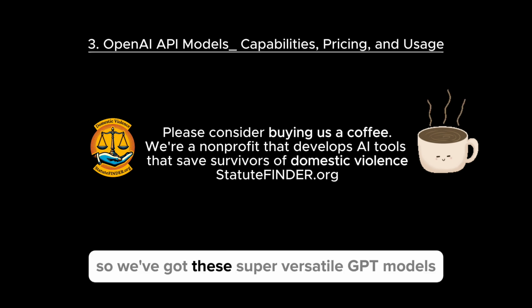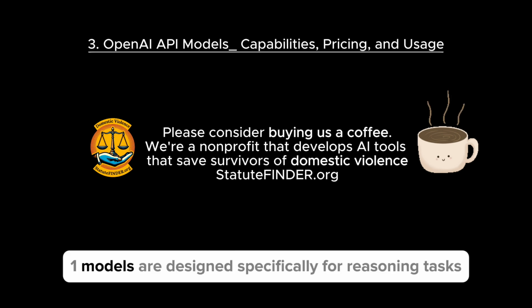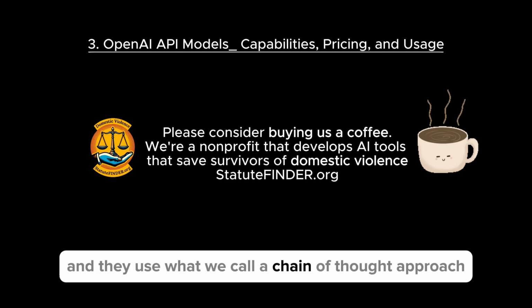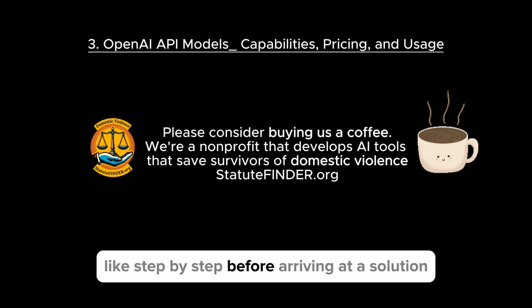Got it. Okay, so we've got these super versatile GPT models, but then there's this other category, the O1 models. What makes them different? So the O1 models are designed specifically for reasoning tasks, and they use what we call a chain of thought approach, meaning they actually think through problems step by step before arriving at a solution.